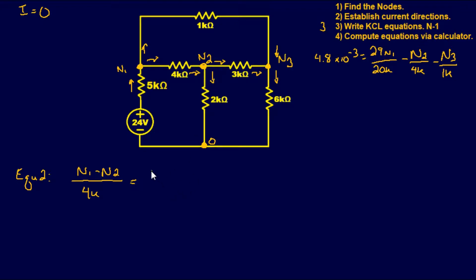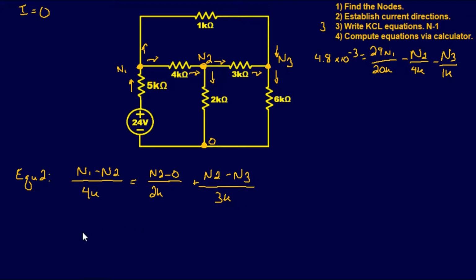So this one's pretty simple, so it's node 2 over 2k. And I could put minus 0 here, that's fine. So node 2 minus 0 over 2k, that's plus. Then we have node 2 minus node 3 over 3k. Alright, so we need to simplify this down.